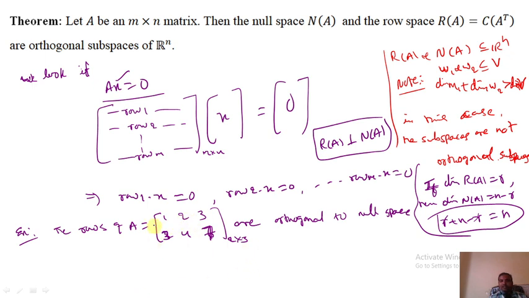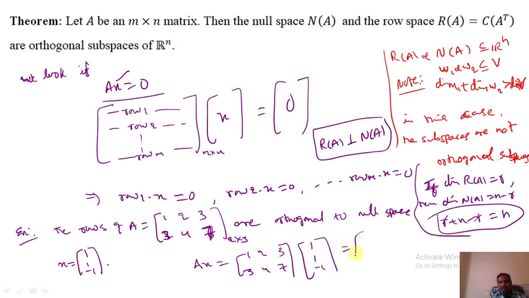Okay, this one. These are independent, orthogonal to the null space. X equals (1, 1, -1). These rows are orthogonal to this one. Check it: Ax. What is Ax? A is the matrix with rows (1, 2, 3) and (3, 4, 7). Now x is (1, 1, -1).